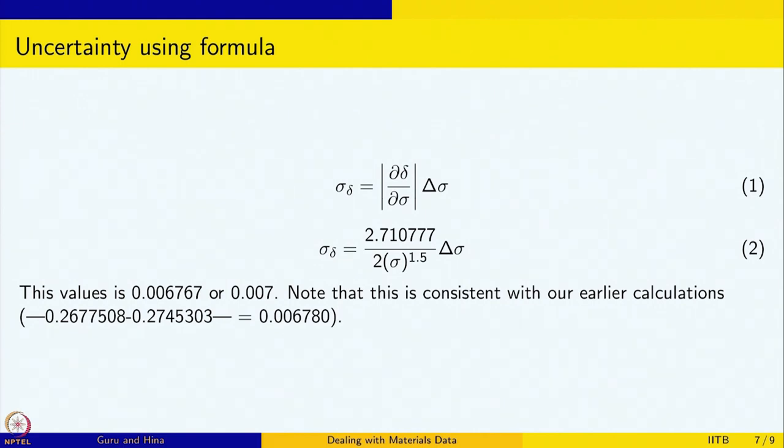And so that is the expression that is written here, and you can see that this is the expression. And now you know what is the sigma that you are using, which is 100, and you know what is the delta sigma, that is 2.5, plus or minus 2.5. So you can put these values and you will get the error, and that is the same 0.007 is what we calculated even from the range earlier, and you are getting the same value here also.